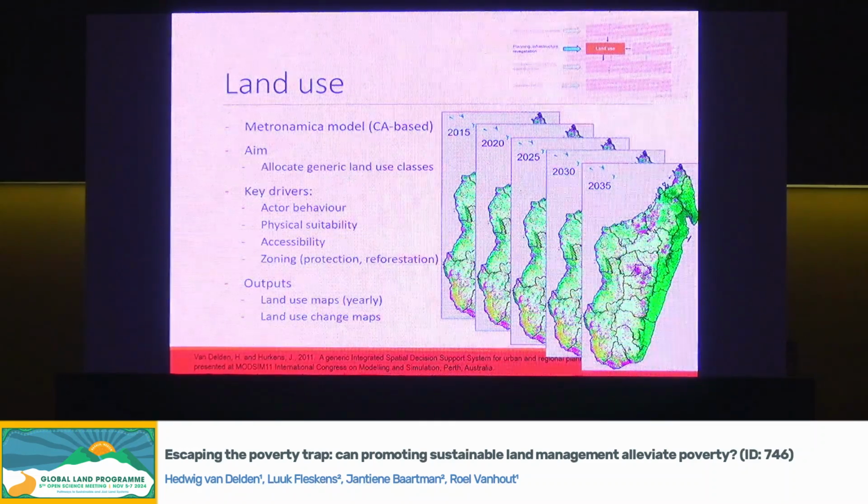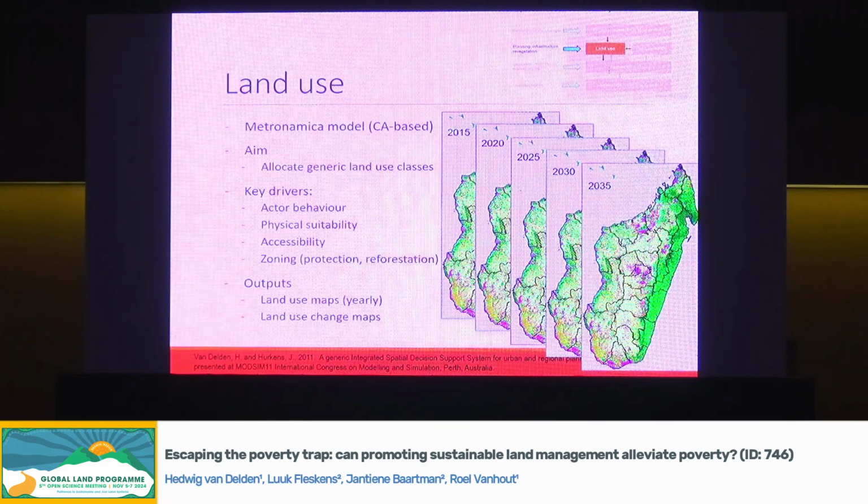So I just thought to pick up two models inside of the system to explain a bit what we're doing. In terms of land use, we first have a CA-based Metronamica model, really to allocate the generic land use classes, so urban, forest, aquaculture, etc. What is important there is the accessibility, transport, and zoning, protection of the rainforest, and that can be both weak and strong protection. So what comes out is a series of annual land use maps.